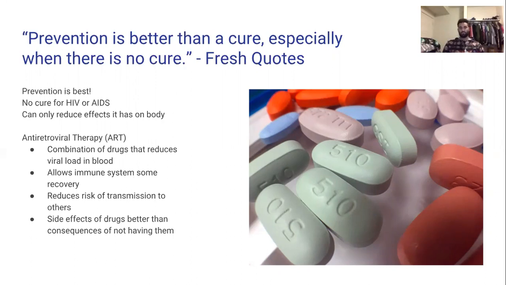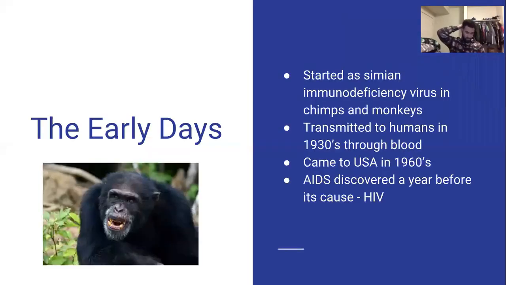But then we kind of wanted to talk about the history of HIV. It's so crazy and full of misconceptions, prejudices, and more. So we're just going to cover a little bit of that. So I primarily decided to focus on the disease in the US, but we'll start out in the early days. So the virus started out as simian immunodeficiency virus, or SIV, and was found in chimps and monkeys.